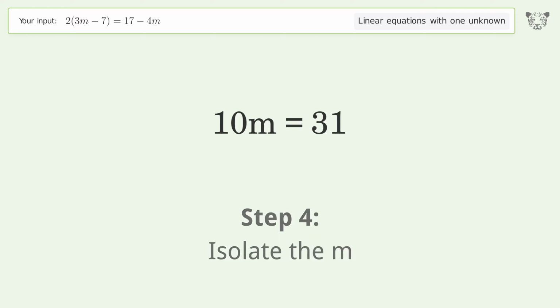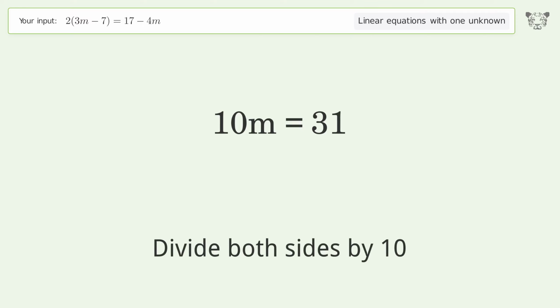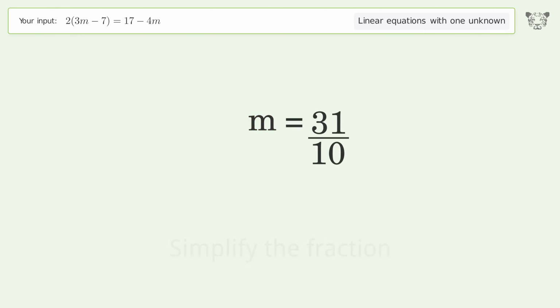Isolate the m. Divide both sides by 10. Simplify the fraction. And so the final result is m equals 31/10.